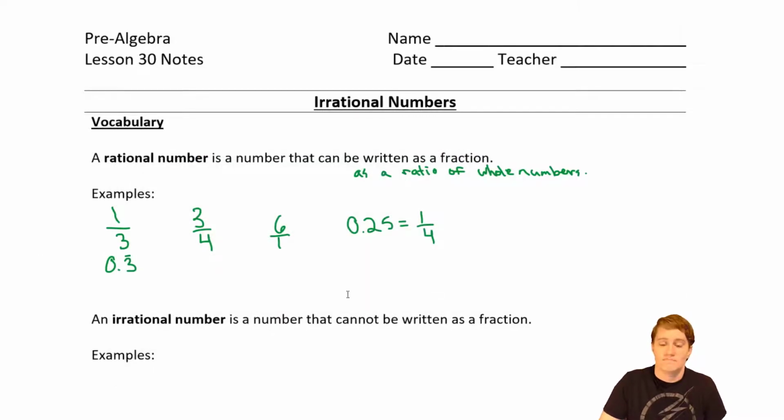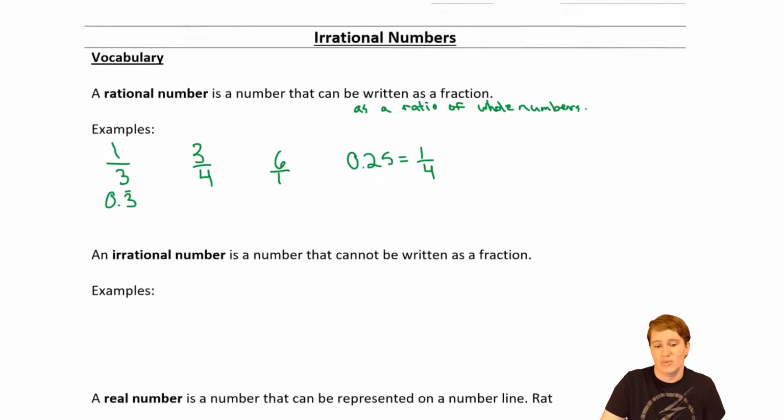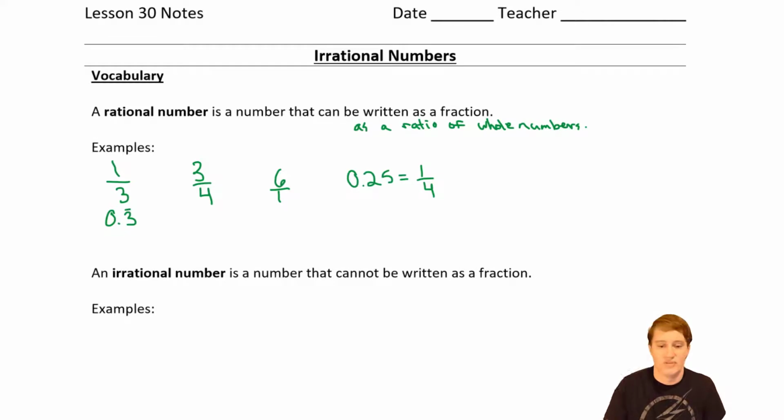So that's kind of how rational numbers work. So then it feels like we've eliminated all the numbers, maybe, because what's left for there to be for irrational numbers?